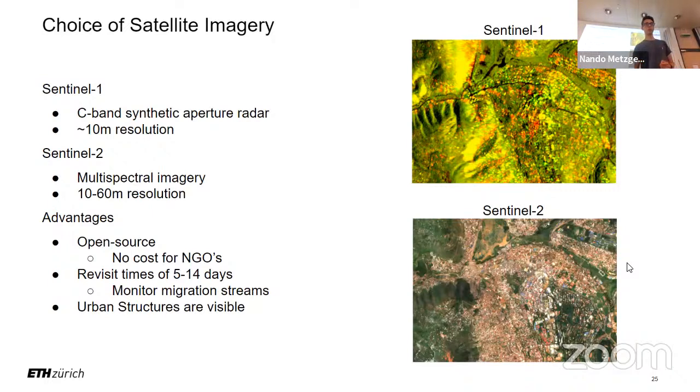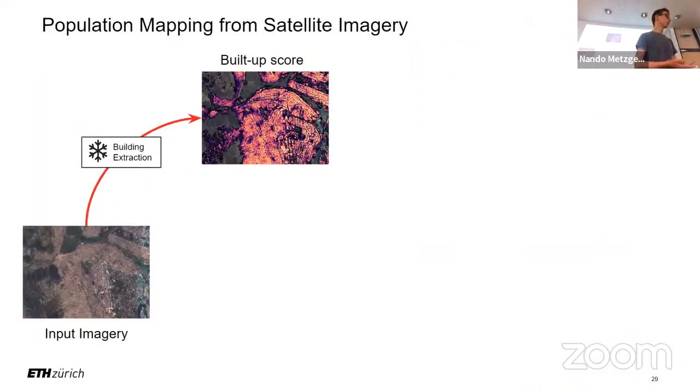Also, one very nice advantage of these sensors is that they are open source. So if in the future some NGO wants to use the system, they don't have to pay for extra imagery. And the revisit time of those satellites is 5 to 14 days, so in theory, you can update your map very regularly.